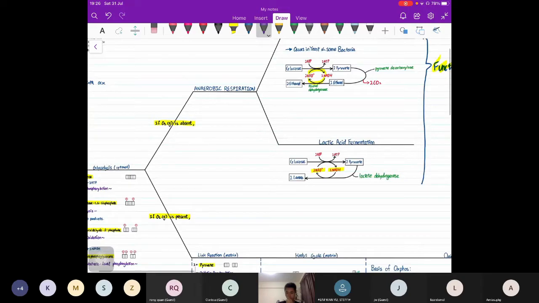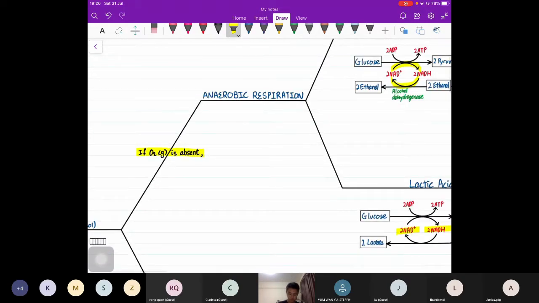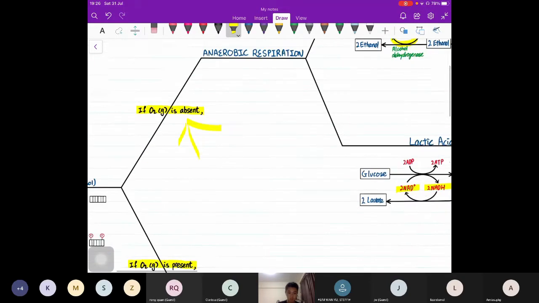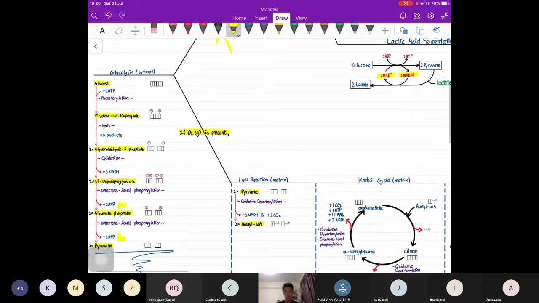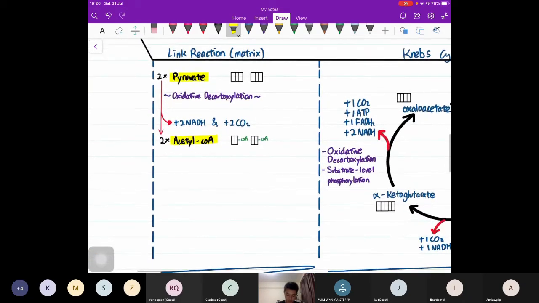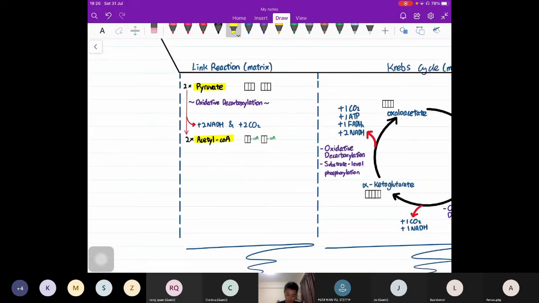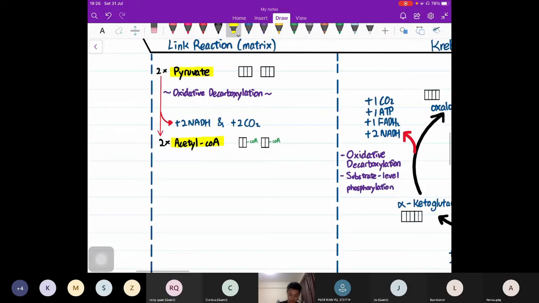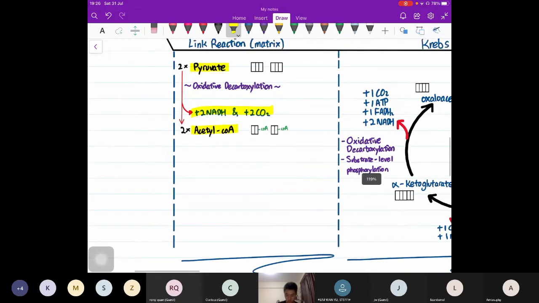Okay, so the story just now was if O2 was absent. But now what if O2 is present? Okay, so we go through aerobic respiration. We first have to go through the link reaction, and the link reaction is the easiest one here. It undergoes oxidative decarboxylation, and the products formed are 2 NADH and 2 CO2.